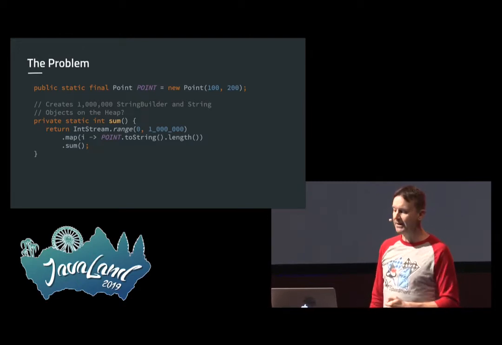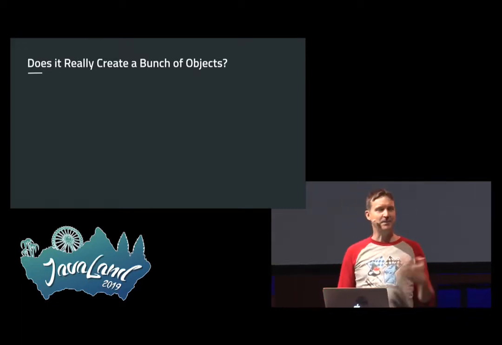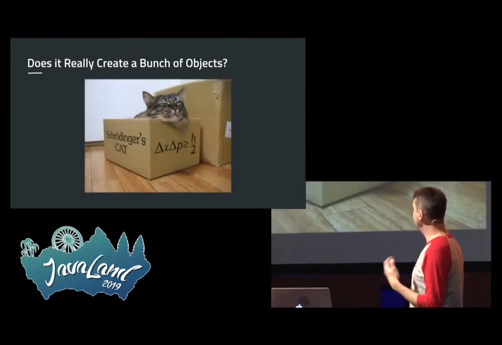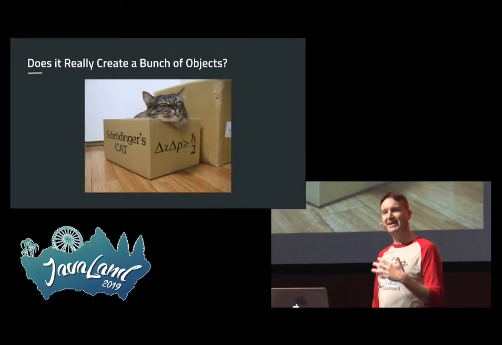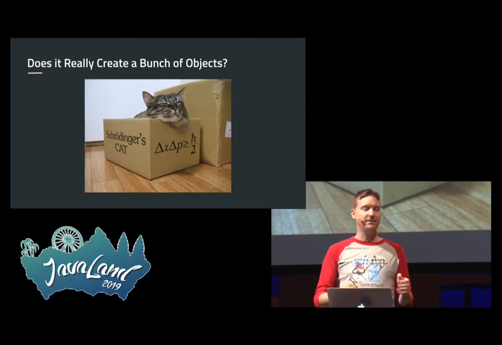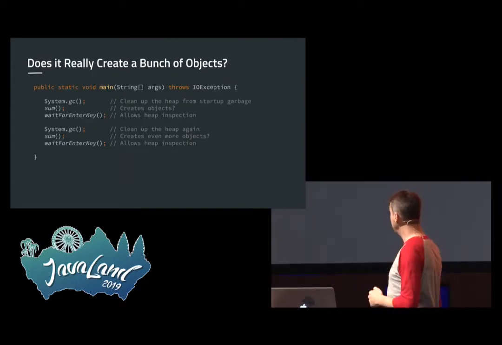And the answer is, it depends. It depends whether we can observe those objects or not. So this sounds like kind of quantum theory. If we observe them, they exist, but if we don't observe them, they don't exist. It's really weird. So let's dig into the details.